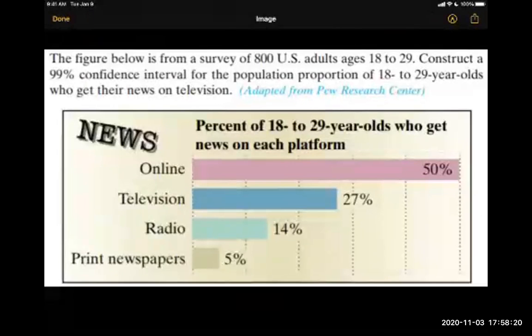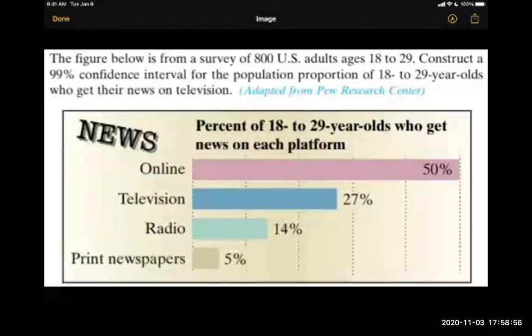So I asked 800 US adults between the ages of 18 and 29, how do you get your news? Do you get it online, television, radio, or do you read the newspaper, Grandpa? And surprise, surprise, half of them say they get it online. And then 27% of them get it on television. 14% said radio. 50% said, what's a radio? 5% said print newspapers, and 90% said, what is a newspaper?